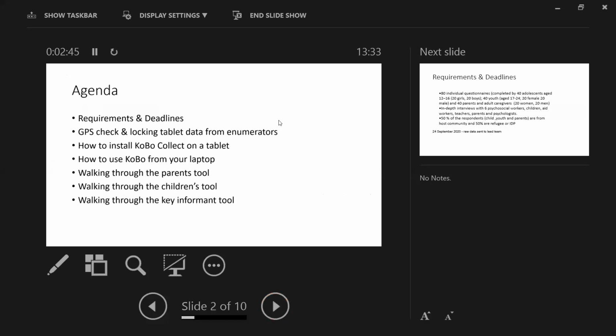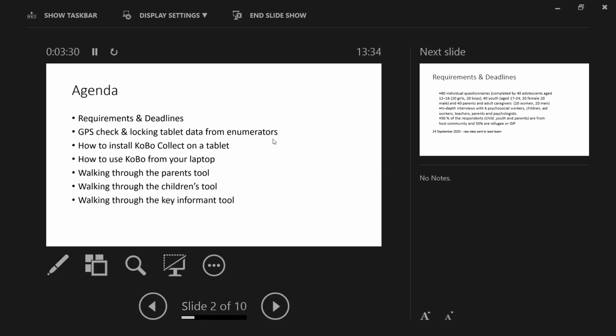There are a couple of things I'd like to talk about. To start off with, requirements and deadlines. By requirements, I mean what we need to know before we can start the data collection, and the deadlines are when we have to have completed it. The next point will be about the GPS check and locking the tablet from enumerators. Some of us are working with external enumerators, and we need to check whether they are collecting the data from the right spot, but also disable the tablet so they cannot edit things they're not supposed to touch.